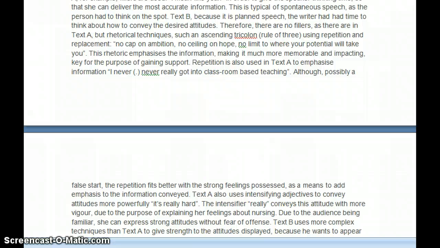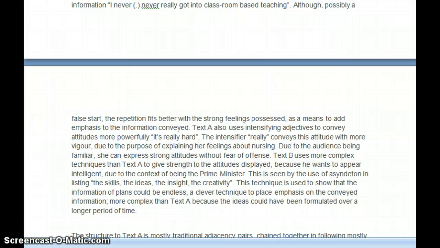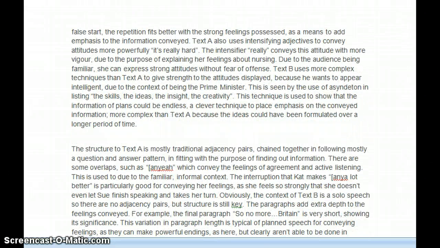Repetition is also used in text A to emphasise information. I never really got into classroom-based teaching, although possibly a false start. The repetition fits better with the strong feelings possessed. It's definitely a false start because you've got a micropause in the middle. They've identified that wrong, so it would be a repair because she's going back over what she was about to say. I'm running out of time, so I'm going to go a little bit quicker.